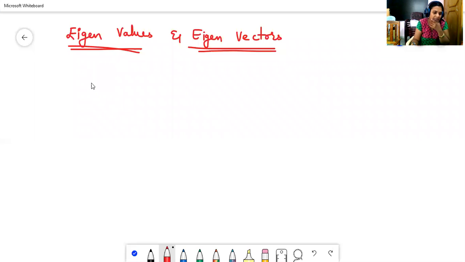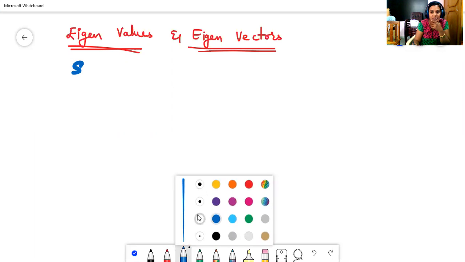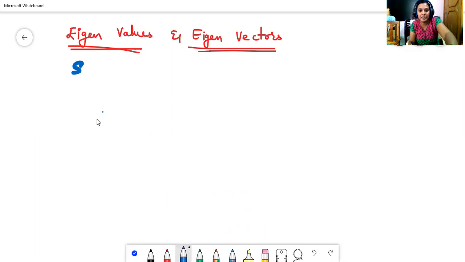The topic is eigenvalues and eigenvectors. The eigenvalues and eigenvectors can be found only for square matrices. Square matrices means 2 by 2, 3 by 3, 4 by 4, whatever it may be. But here, in general, we are taking mostly 3 by 3 and 4 by 4 matrices. Here, suppose A is a square matrix.